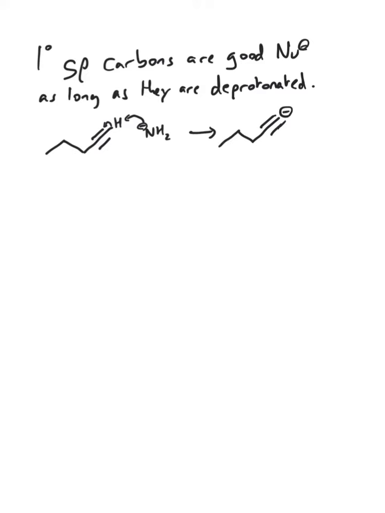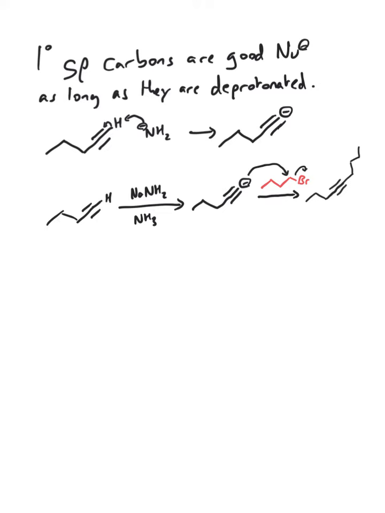Another strong carbon nucleophile is a terminal sp carbon, as long as it's deprotonated. So what am I talking about? I'm talking about a terminal triple bond. That proton, as we recall, is acidic compared to other carbon-hydrogen bonds. So if we have a strong enough base, such as sodium amide, right here, it will give us a terminal nucleophile. That is a pretty good carbon nucleophile. If we now mix this with an alkyl halide, for example, we can definitely extend the chain effectively.